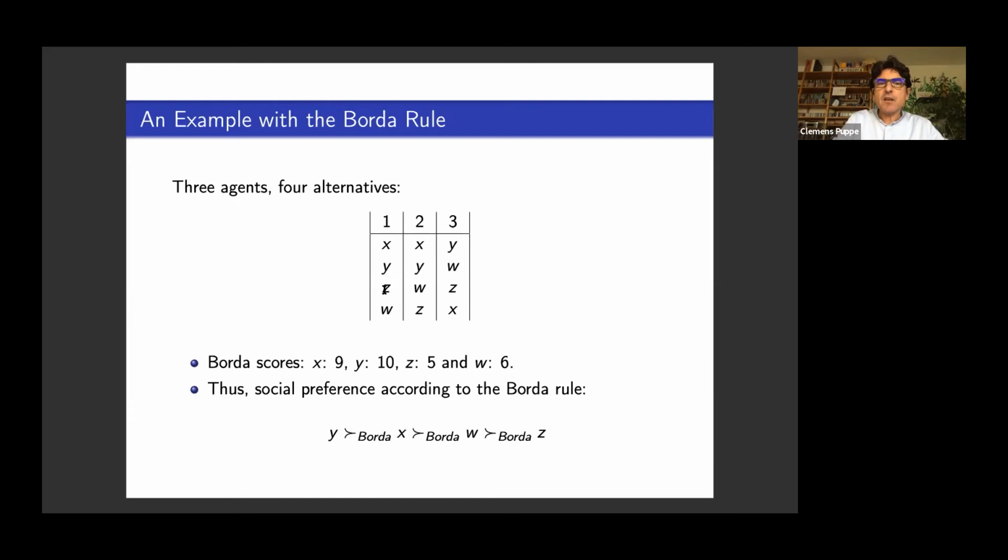Z gets 2 plus 1 plus 2 is 5. And W gets 1 plus 2 plus 3 is 6. So the social preference, the preference for this group of 3 voters is Y, 10, then X gets 9, then W, 6, and the last is Z gets 5 points. All right.